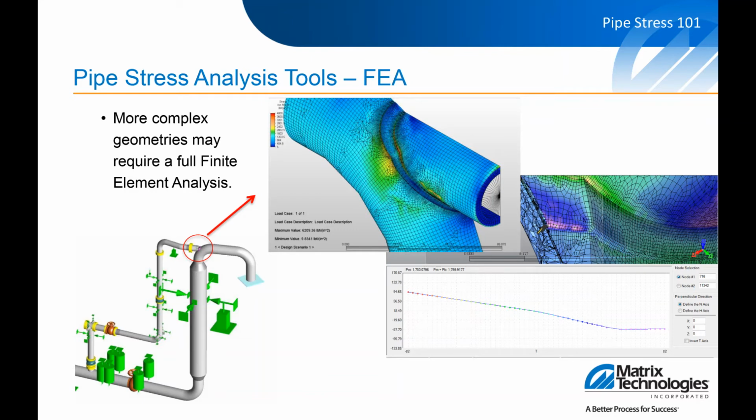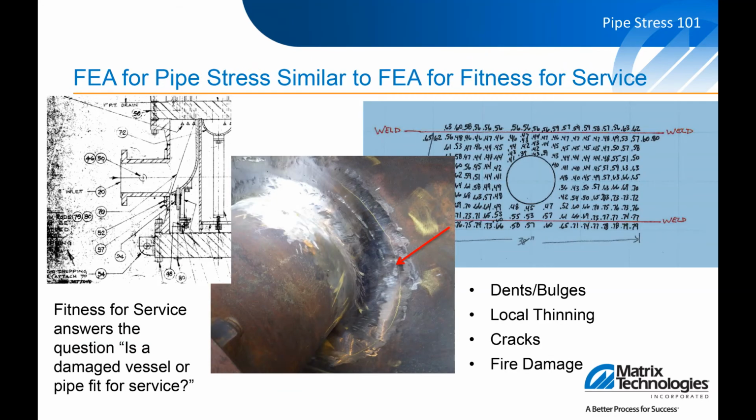Now, coincidentally, this FEA is the same tool we'll use for fitness for service. You see a pipe or a nozzle with a dent, it's bent, local thinning, cracks, a number of things, and with fitness for service, using the same FEA tool, we can answer the question, is the damaged vessel or pipe still fit for service? And if not, does it need to be derated? Can it be repaired? And we can look at some of those instances.